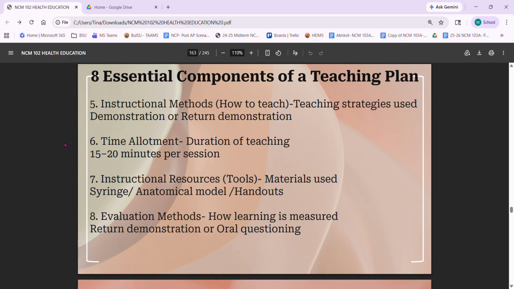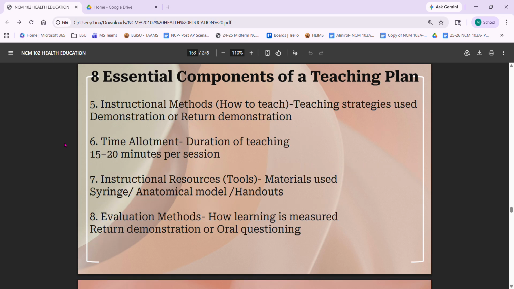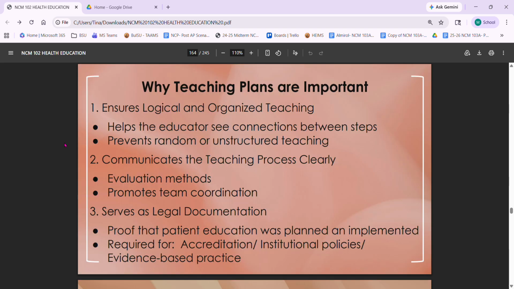And then, what is your evaluation method? How will you measure that learning? Through return demonstration or oral questioning. Okay? So, these are the 8 essential components of a teaching plan. I want you to take note of this when you are writing your healthcare plan.